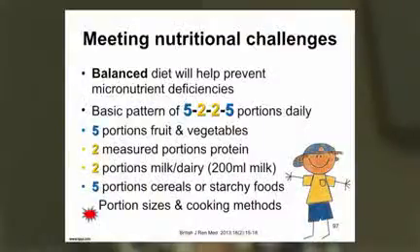This is just a guideline of how you can structure your diet for children. 5 portions of fruit and vegetables. Of course, you're going to look at lower potassium, if the potassium is a problem. Only 2 measured portions of protein, 2 measured portions of dairy, and 5 portions of cereals or starchy food. But remember, you then have to teach your patient about portion sizes and cooking methods.